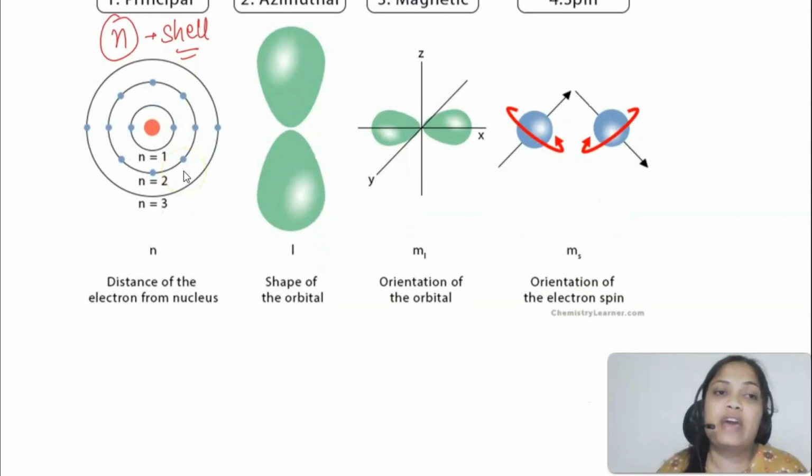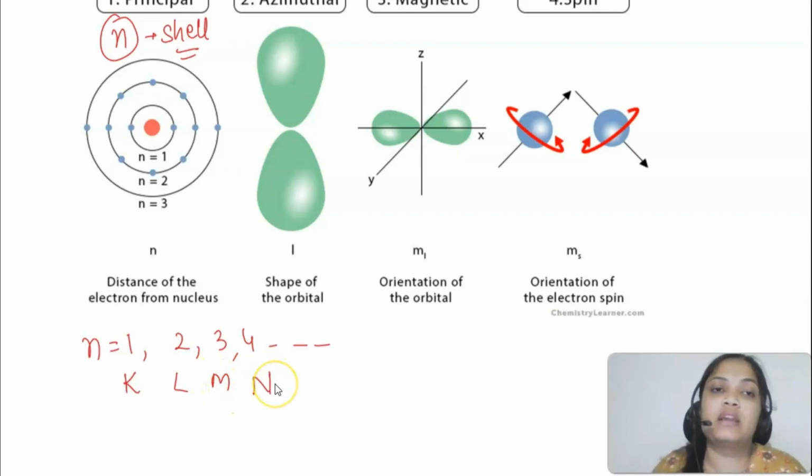The value of n corresponds to different shells, like n = 1, 2, 3, 4 and so on. The first shell is K shell, then L, then M, then N, and so on. Okay, so this is about the principal quantum number, which tells us about the shell. Moreover, it will also tell us about the size of the orbital, because with the increase in the value of n, the size of the orbital also increases.